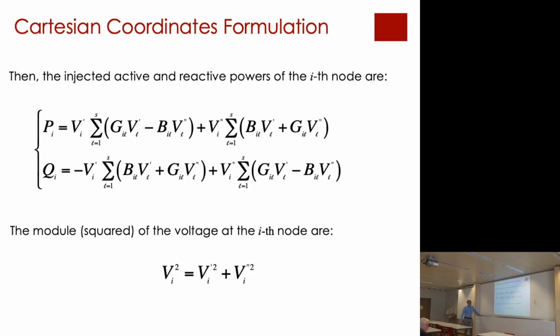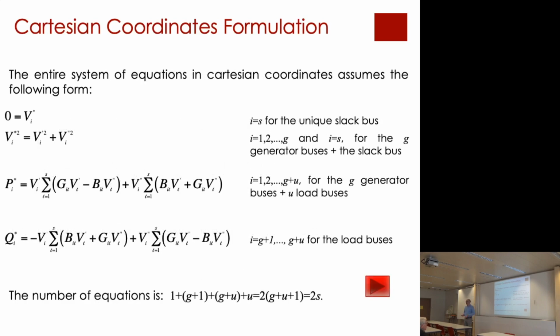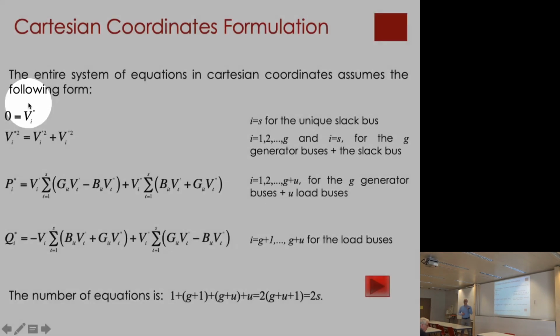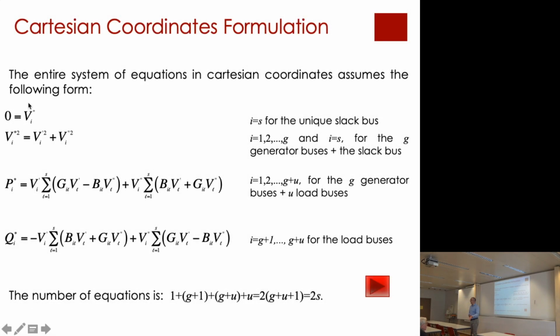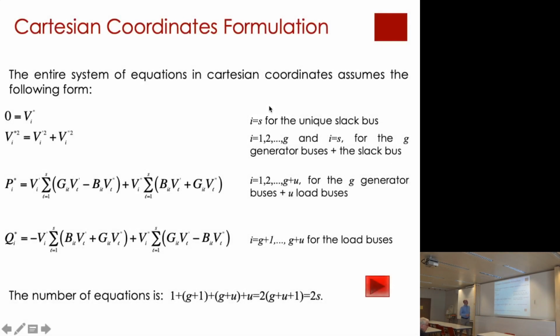So these are the set of equations that I'm using in polar coordinates. This is the ensemble of the load flow problem in Cartesian coordinates. For the slack bus, I have Vi'' equal to 0. We said that in the slack bus, we fix the voltage angle. In Cartesian coordinates, fixing the argument of this voltage equal to 0 means that its imaginary part is equal to 0. So Vi'' is equal to 0 for the slack bus.